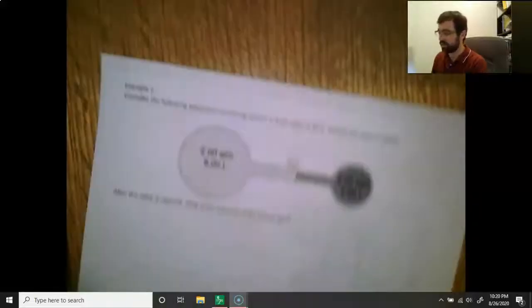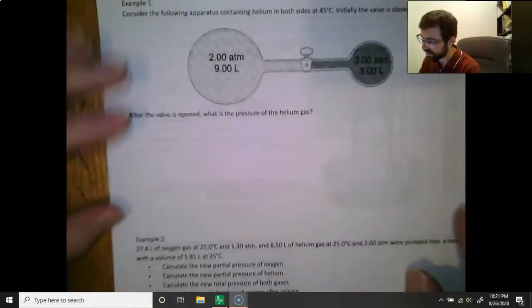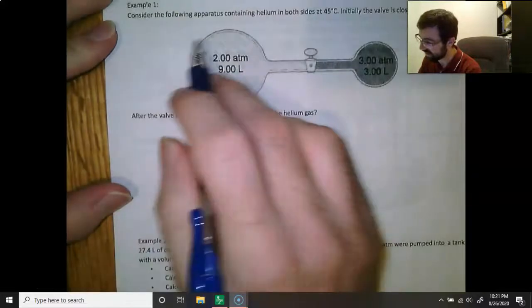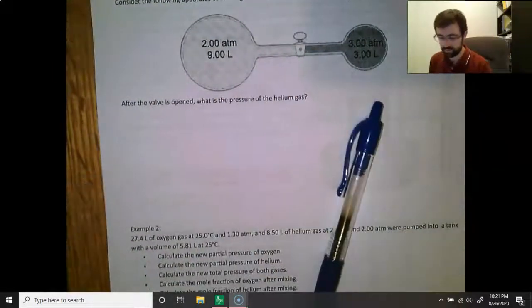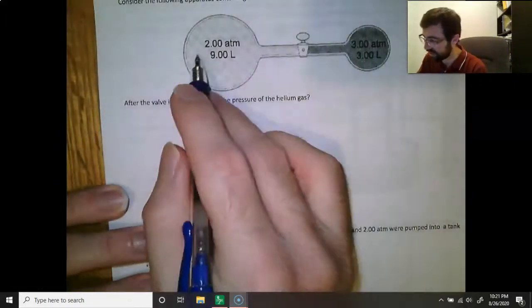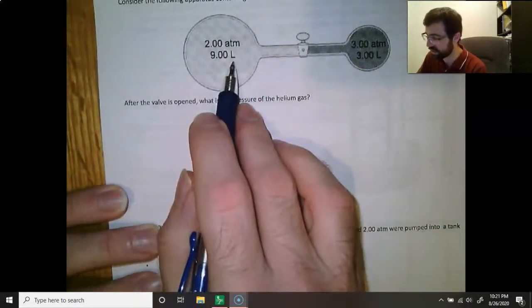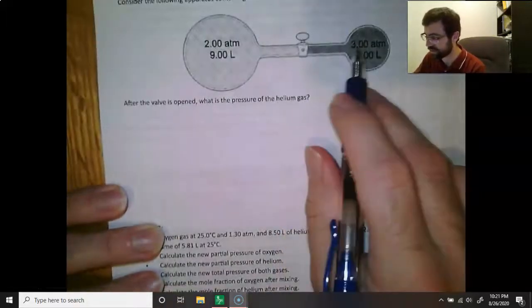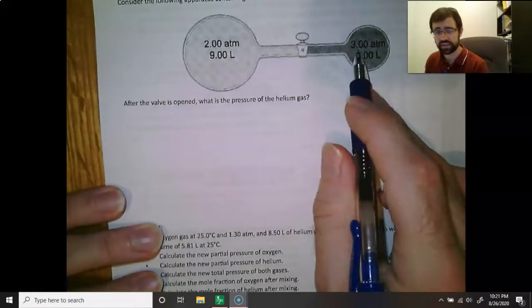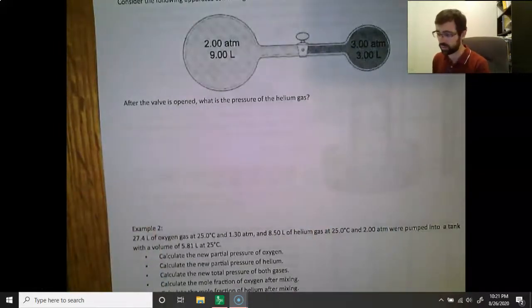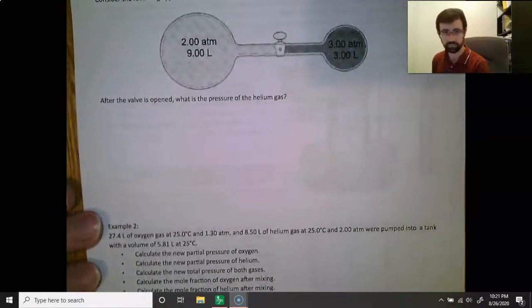Okay, let's look at the next part. Consider the following apparatus containing helium in both sides at 45 degrees Celsius. Initially, the valve is closed. It gives us 2.00 atmospheres, 9.00 liters on this side, and then I have 3.00 atmospheres and 3.00 liters on this side. It's the same type of gas, so we don't have to worry about any reaction.